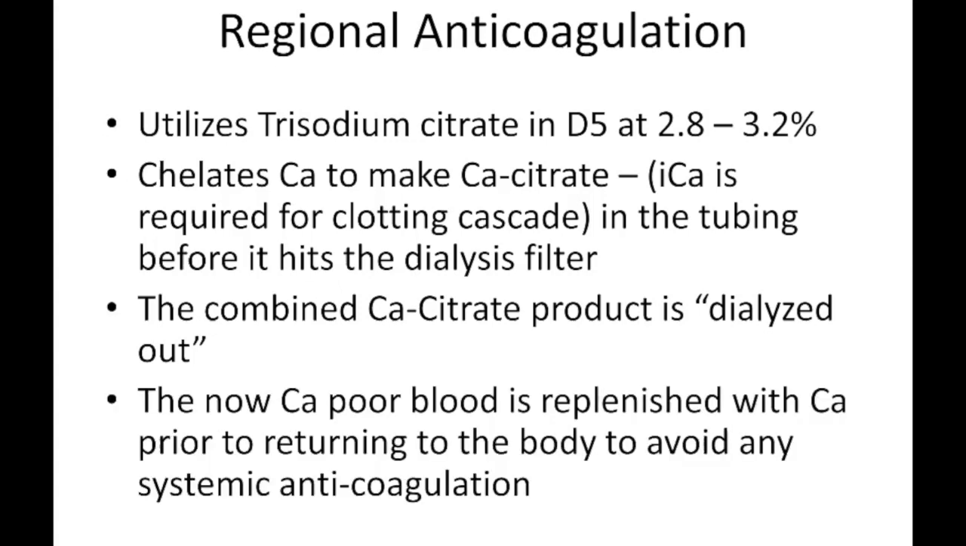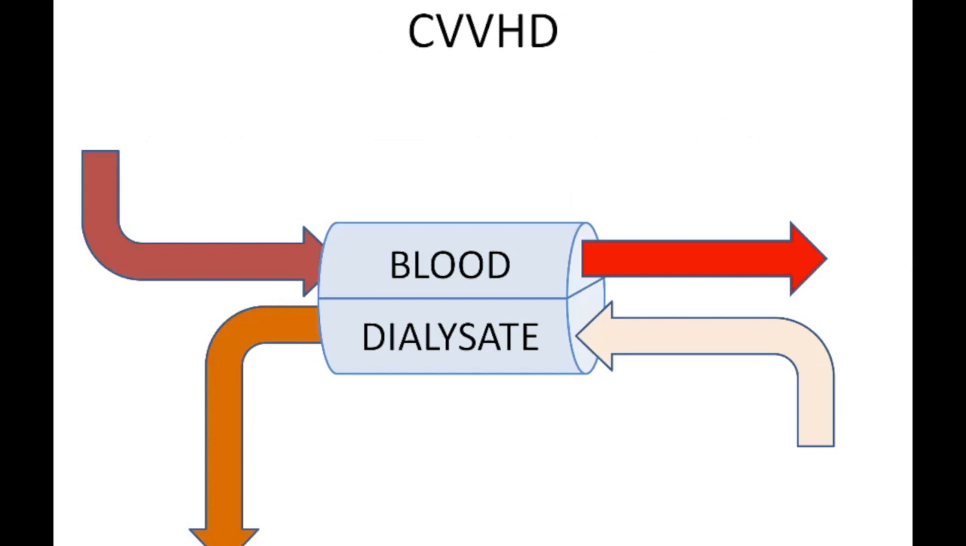Now, as the calcium is chelated and becomes calcium citrate, and ionized calcium drops to undetectable, we would not want to return undetectably low, hypocalcemic blood to the patient, where we could precipitate any number of adverse events. And so before the blood returns to the patient, calcium is replenished by way of a drip. And this is just a quick cartoon to show you how that works.